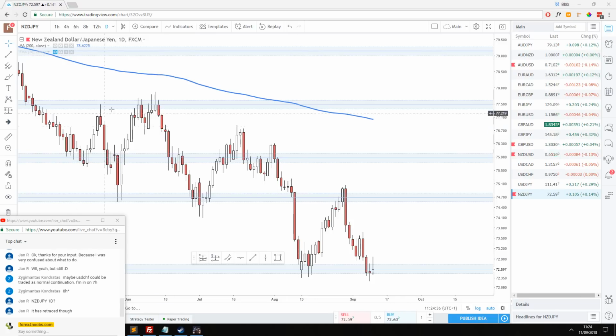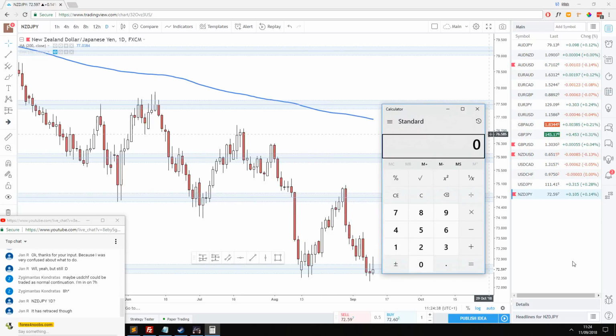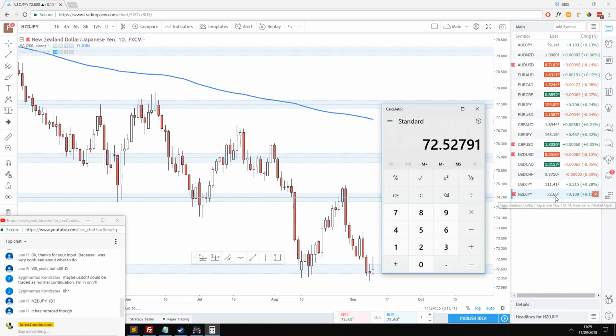Let me show you what I mean. So we take this number, 0.651, times this number, 111.41, equals 72.52, which is, well, I didn't put the numbers in exactly, and obviously this is always moving, but we can see that that's pretty much what it equals.